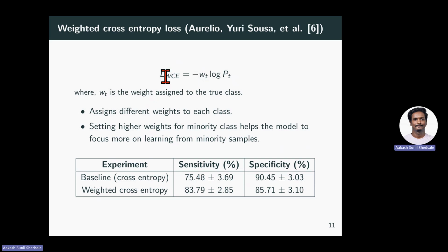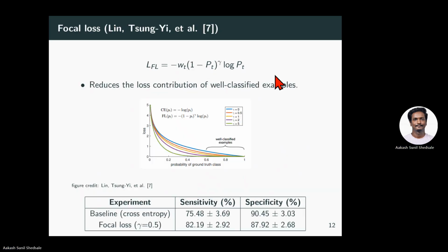The first loss to address class imbalance is weighted cross entropy loss. The equation is shown on the screen. It assigns different weights to each class. Setting higher weights for the minority class helps the model focus more on learning from minority samples. Using weighted cross entropy loss, I got a sensitivity of 83.79 and specificity of 85.71, which is a good improvement over the baseline results.